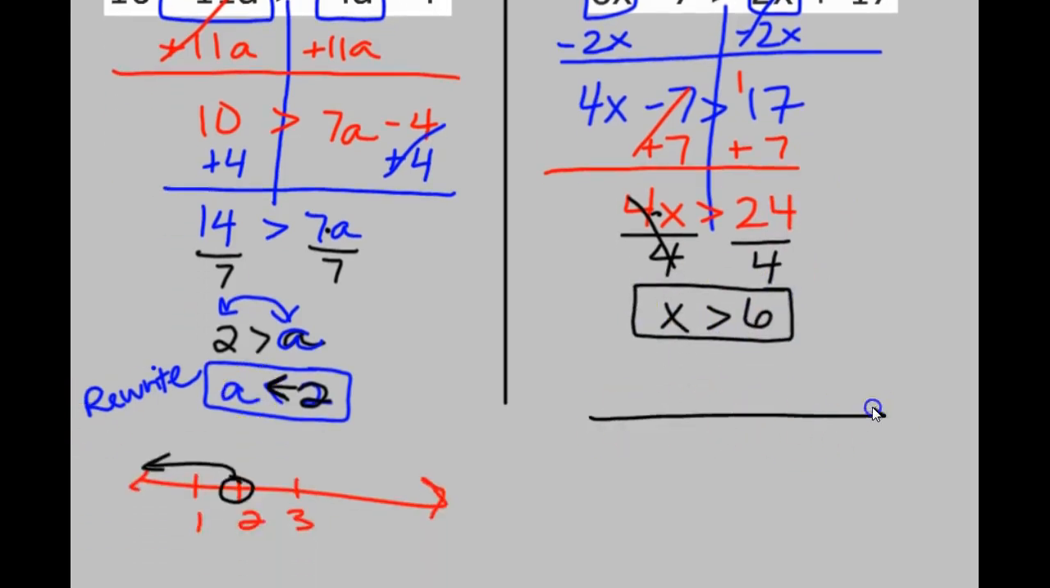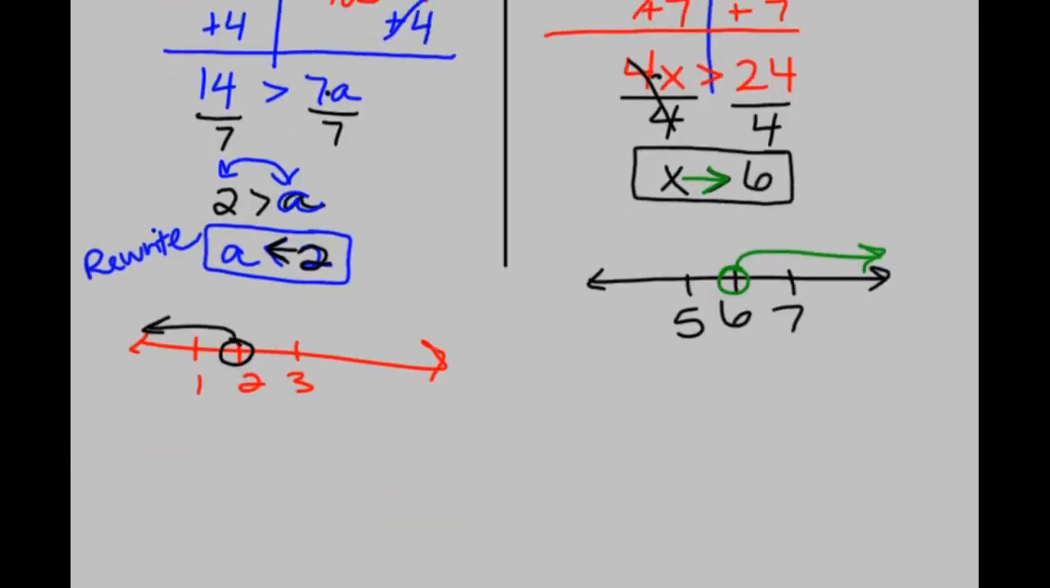So on a number line, we're going to put 6 in the middle. 5, 6, 7. This is an open circle because there's no less than, or there's no equal to. And then this is greater than 6. Numbers that are greater than 6 would be like 7, 8, 9.